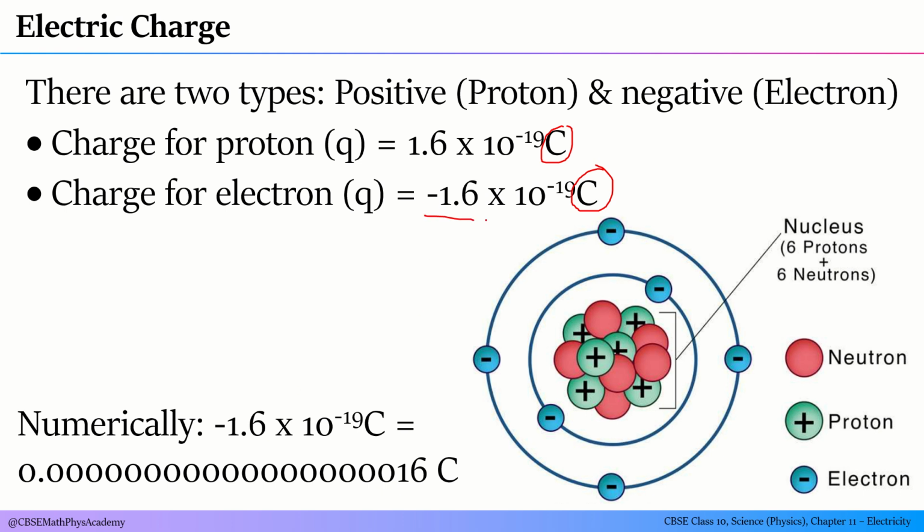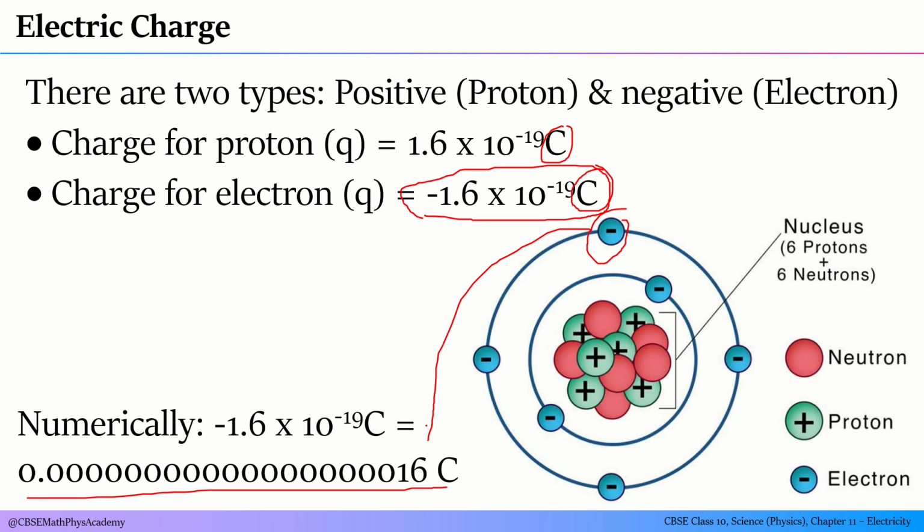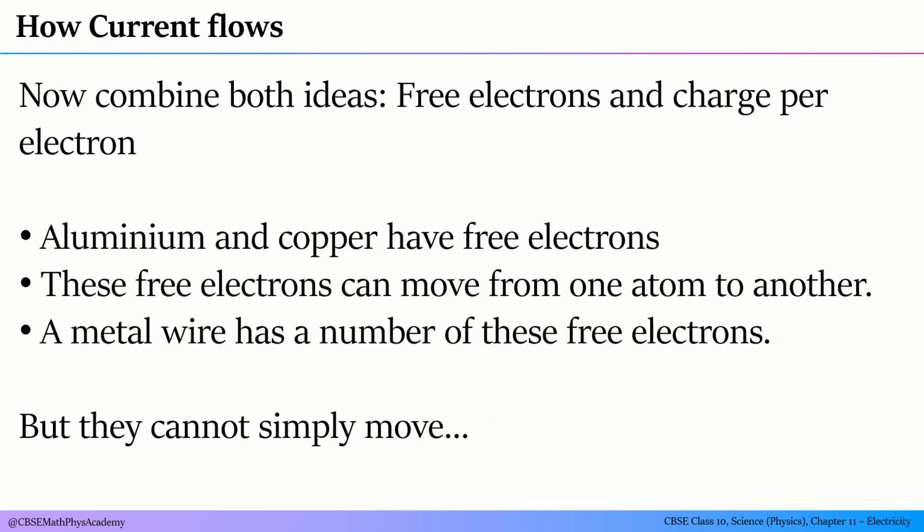So this charge is a very minuscule value, like minus 1.6 into 10 power minus 19. Numerically, 1.6 into 10 power minus 19 is equal to this value. It's a very minuscule charge. So one electron has this amount of charge. Now, how the current flows, you need to mix both the ideas whatever we studied now.